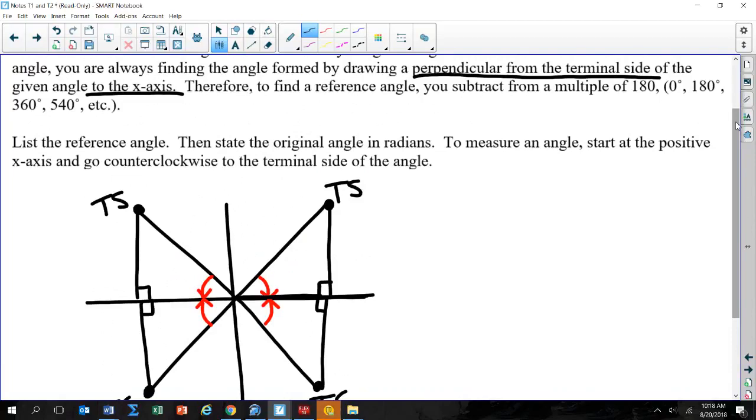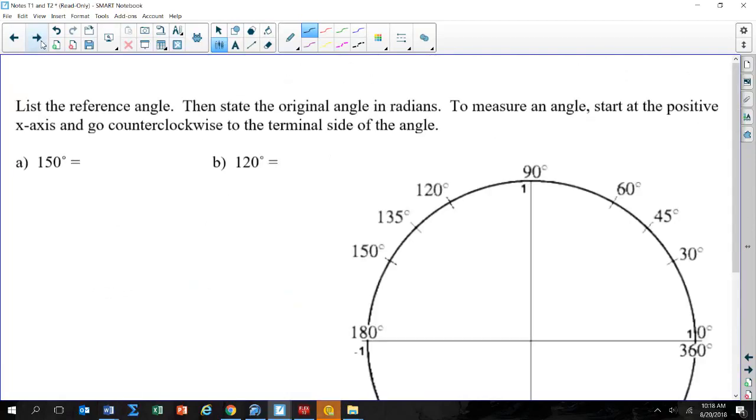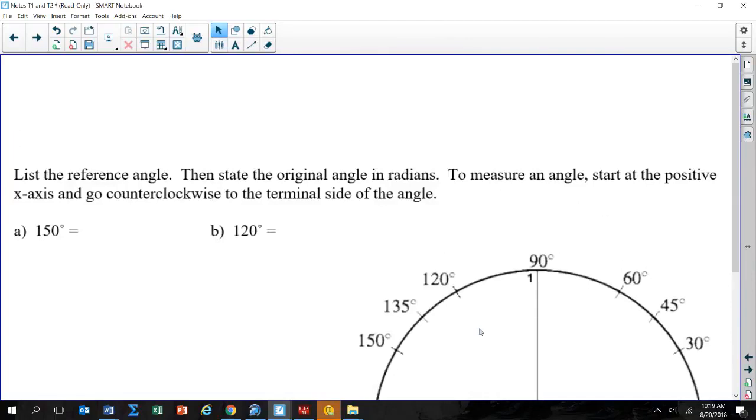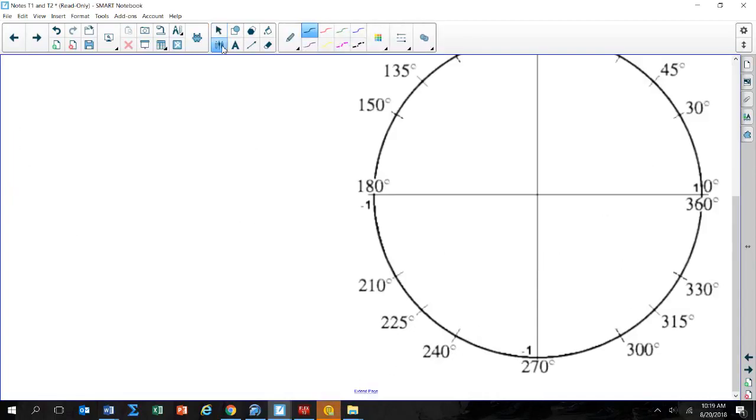Okay, so now moving on to this next set of examples, we're going to list the reference angle, then state the original angle in radians. It says to measure a positive angle, you're always going to start at the positive x-axis and go counterclockwise to get the terminal side. That's another review topic. Let me just go over that really quick, just in case you forgot.